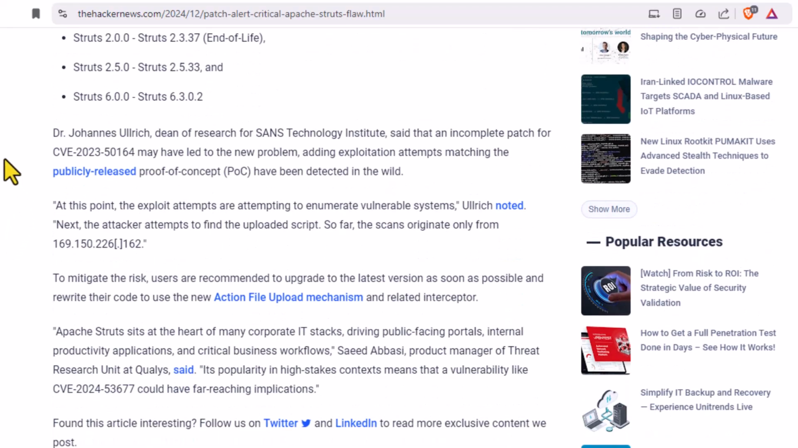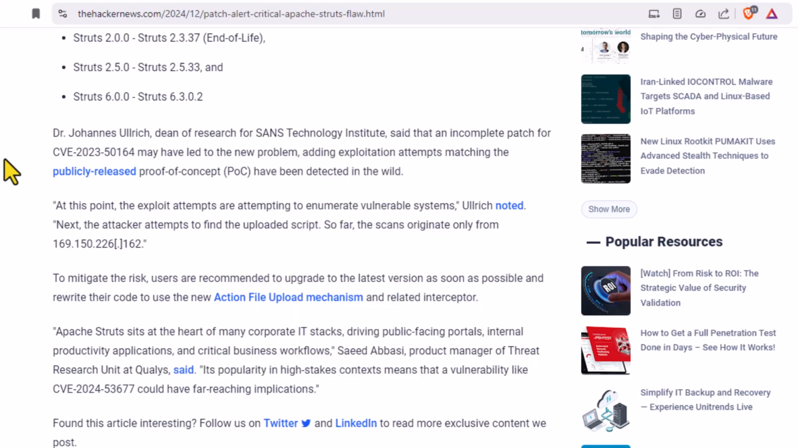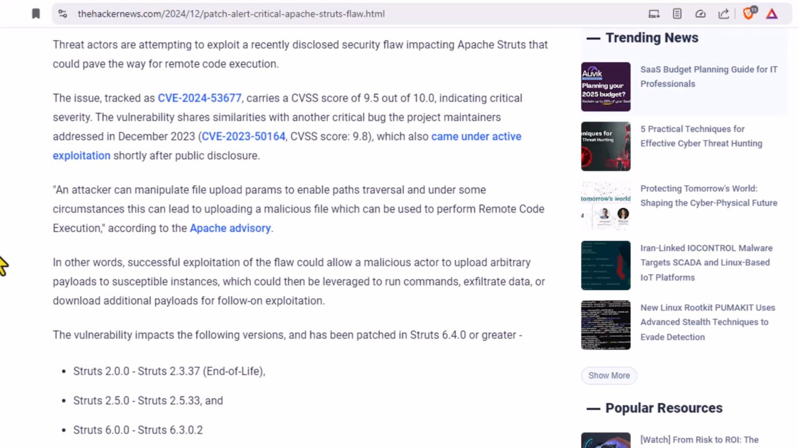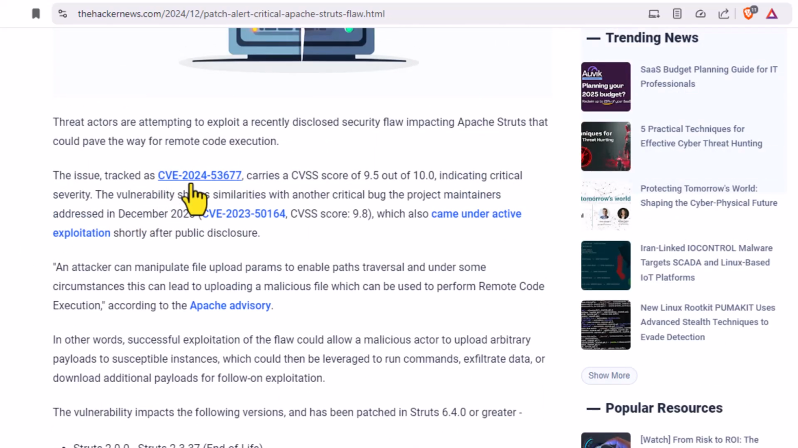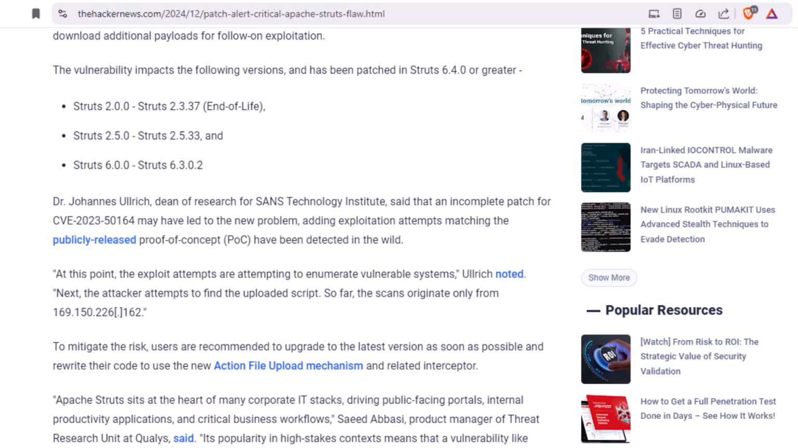Now this guy, Dr. Johannes Ulrich, Dean of Research at SANS Technology, very highly respected cybersecurity organization, said that an incomplete patch for this may have led to the new problem. So they're saying that this 2023 50164, right up here, they came out with a patch for that, which may have led to this guy here, 2024 53677. At this point, the exploit attempts are attempting to enumerate vulnerable systems.